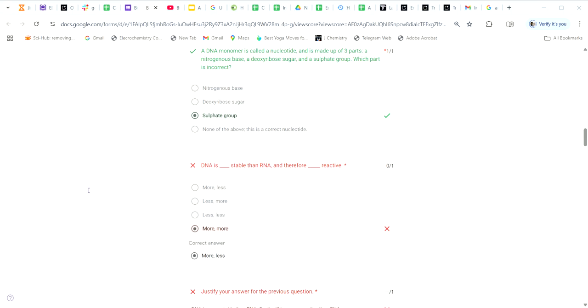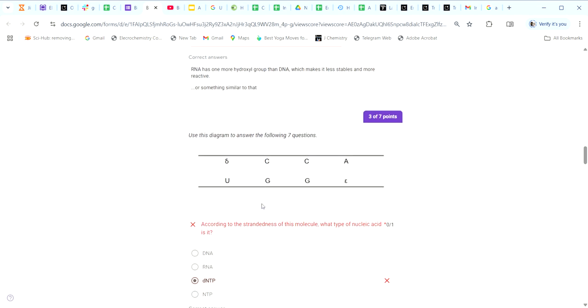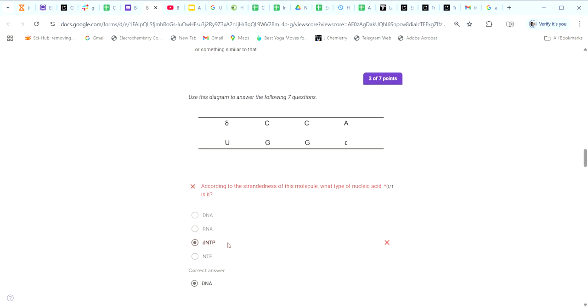RNA is more sensitive because it is primarily single-stranded and often folds into complex three-dimensional shapes necessary for its function. This single-stranded nature makes RNA more susceptible to chemical and enzymatic attacks. Okay, that is the point. So DNA is more stable but less reactive than RNA. So this is also incorrect. This will be DNA.